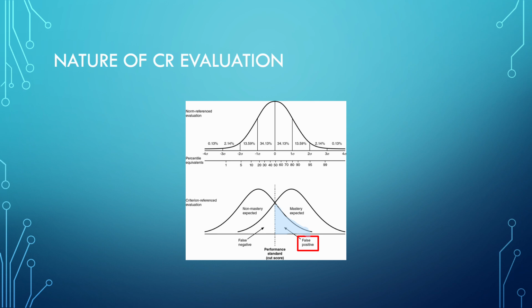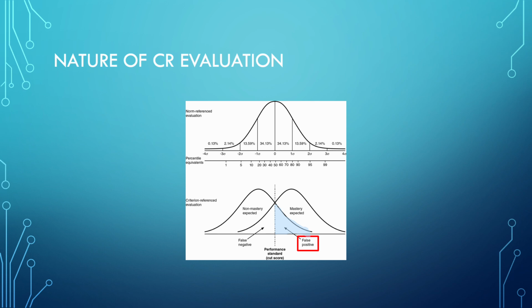This is bad because it means if we continue to use the driver's license, these people shouldn't be driving because they can't do it safely. They don't have the appropriate knowledge to do it. Whereas if we go back, our false negative is still bad, but it's less bad, right? It's not quite as critical for a master to be considered a non-master as it is for a non-master to be considered a master.